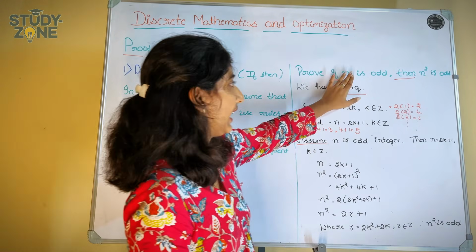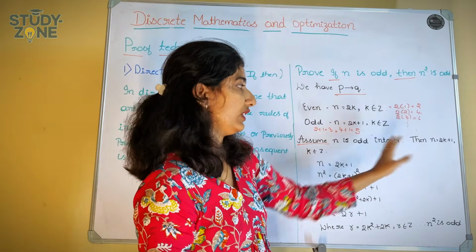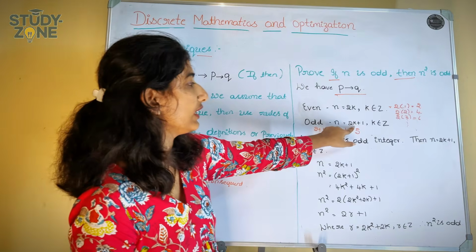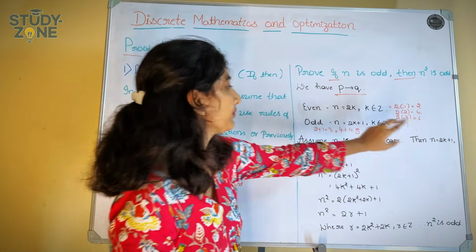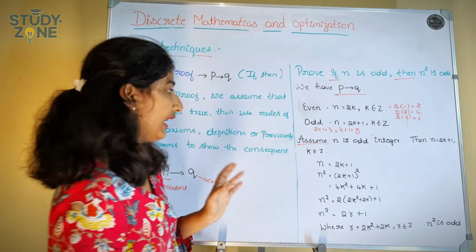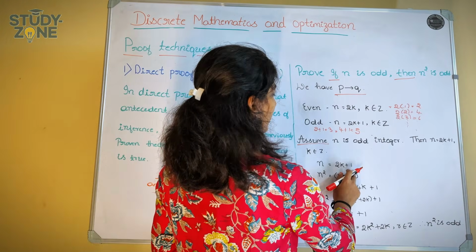So assume n is an odd integer. Then n equals what? For odd, we have n equals 2k plus 1, where k belongs to Z, Z meaning integers, and then we have n equals 2k plus 1.